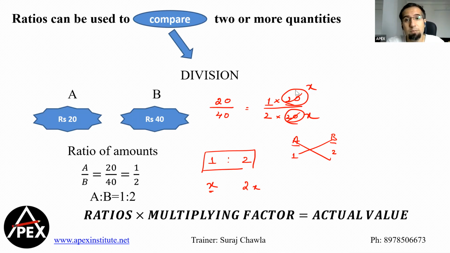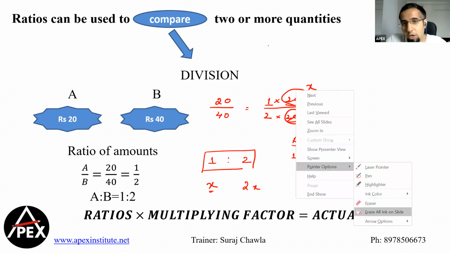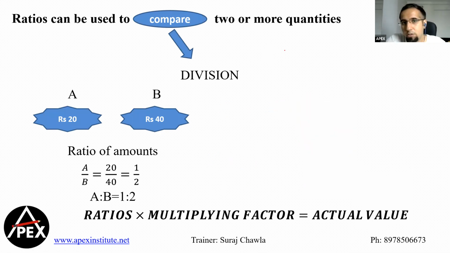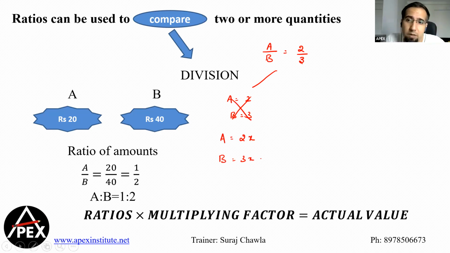Most of the students commit a mistake by using multiple variables only. Suppose I give you A by B is 2 is to 3. Now, there are two kinds of students. One group says A is equal to 2 and B is equal to 3. First of all, this is wrong. If A by B is 2 is to 3, my job here is to take A is equal to, let's say, 2x, a common variable, and B is equal to 3x, which means what is happening? I'm reducing my number of variables.